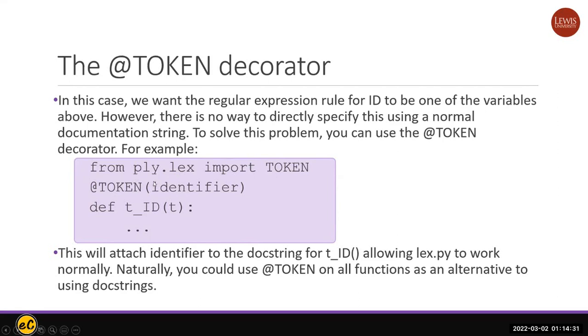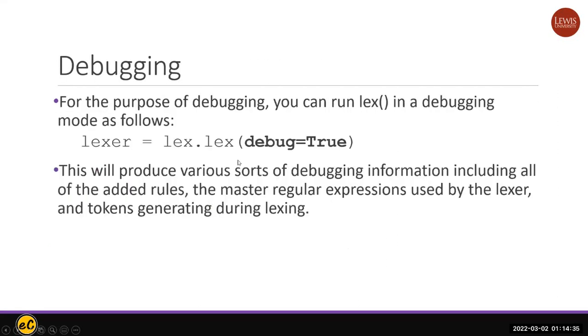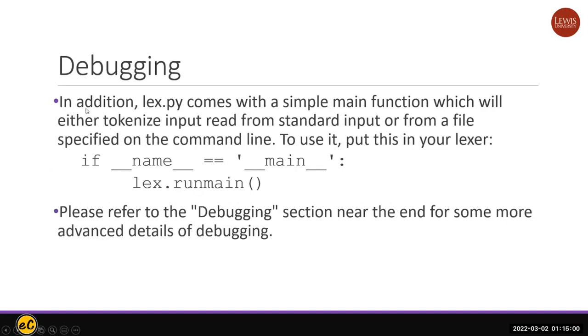To use it, from ply.lex import TOKEN, and TOKEN is a decorator. You can set debugging to true. For the purpose of debugging, this will produce various debugging information, including all the added rules, the master regular expression used by the lexer, and the tokens generated during lexing. So this is a debugging setting. In addition, lex.py comes with a simple main function, which will tokenize the input either from standard input or from a file specified on the command line. You can run it with the runmain function. Please refer to the debugging section.